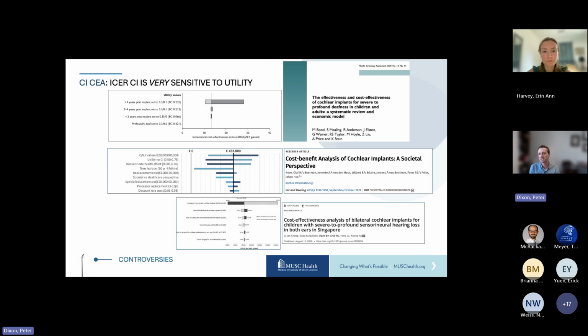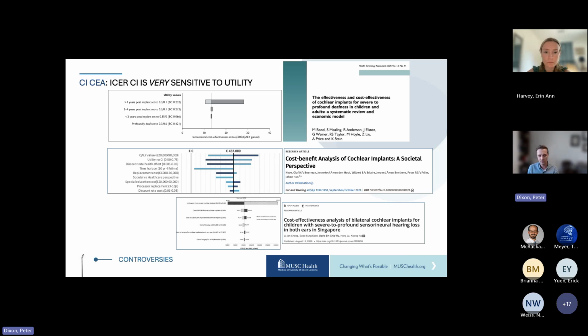And so this is really important also because remember we talked about the sensitivity of these models and what parameters are important. Well, it turns out that basically every cost effectiveness analysis of cochlear implants that's ever been published shows that utility values for cochlear implantation are among the most important and most influential parameters in the model. So if we make just little changes in health utility, we have pretty dramatic changes in the conclusions of cost effectiveness studies.